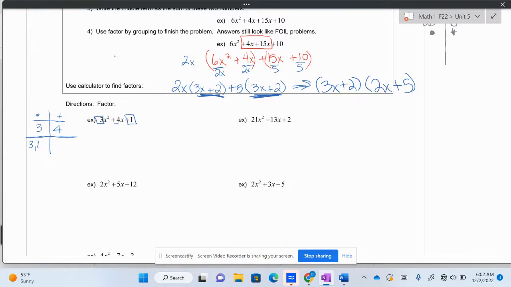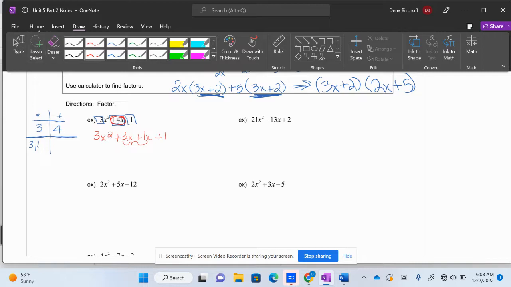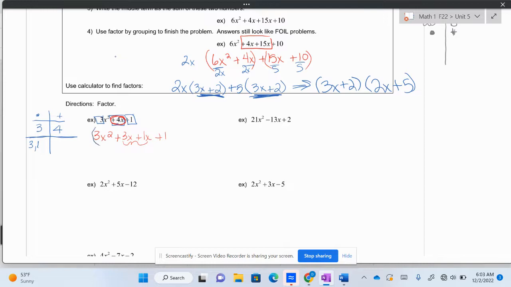So I'm going to rewrite my trinomial as a polynomial, and I'm going to replace the positive 4x with a plus 3x plus 1x. So it looks like this. 3x squared plus 3x plus 1x plus 1. So all I did was rewrite this. And instead of using a 4x, I broke it down into a 3x plus 1x. I could combine those terms and rewrite it as a 4x. I just don't want to do that because I want to factor them, right? So I need to have 4 terms so I can group it.